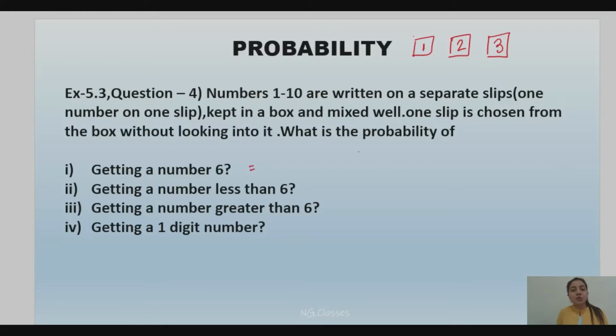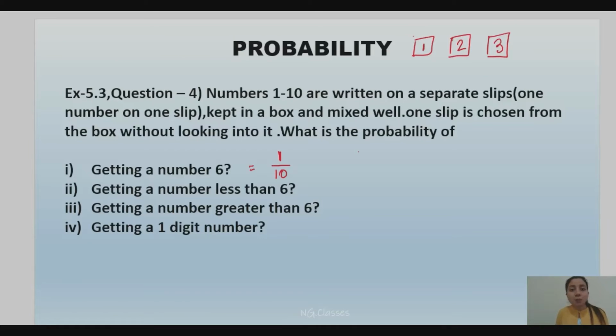So what will be the probability? Number of possible outcomes by total number of outcomes. So what is the total number of outcomes? How many slips are we having in total? That is 10. And how many slips will contain 6? Only one slip will contain the number 6. So what is the probability? The probability is 1 by 10. Got it?